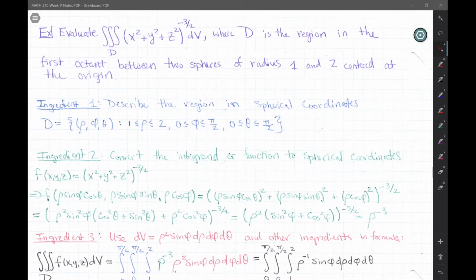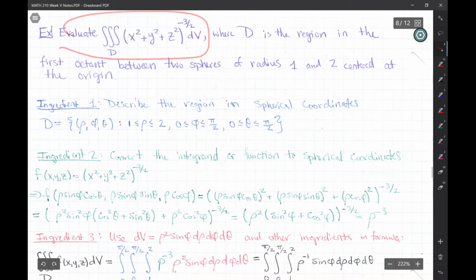So let's take a look at an example. Here we want to evaluate the triple integral that you see above. The region, though, is the first octant between two spheres of radius 1 and 2 centered at the origin. Something to notice, the region of integration is spherical. It's the region between two spheres of radius 1 and 2 contained in the first octant.